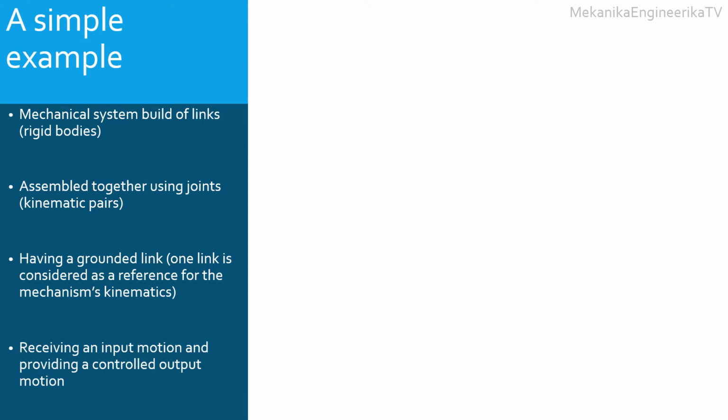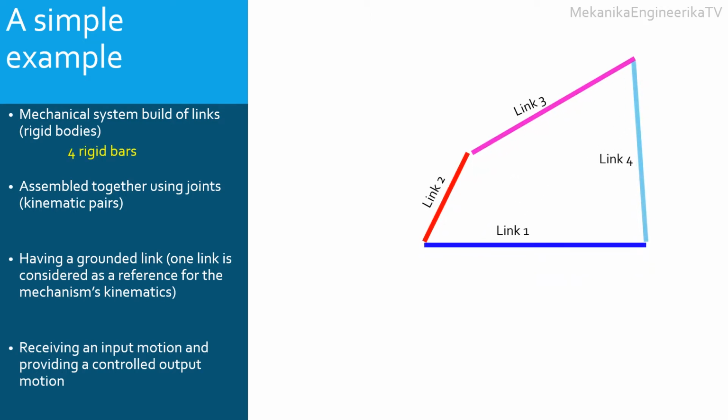A simple and common example of a mechanism is the 4-bar mechanism. In this mechanism, the links are 4 rigid bars. As the bars are rigid, their lengths are constant. The 4 bars are connected together using 4 revolute or pin joints. Pin joints allow only relative rotation between links. Thus, the bars can only rotate relative to each other. No relative translation is allowed.